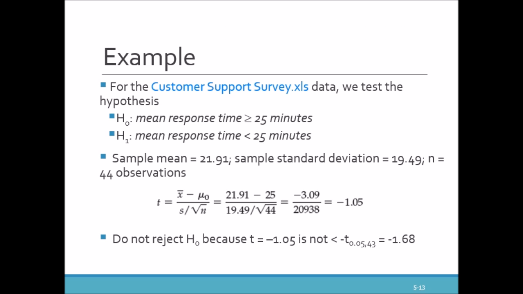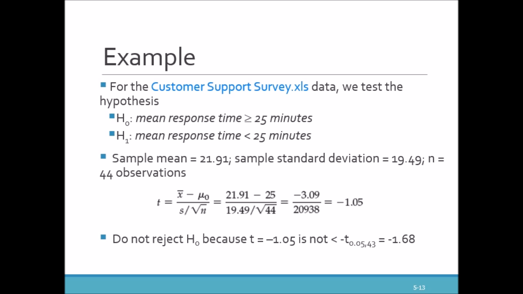So for example, you have the customer support survey in the data set. So if you want to pull that up, we have tested the hypothesis. So we've outlined it where our null hypothesis is mean response time is greater than or equal to 25 minutes, and our alternative hypothesis is mean response time is less than or equal to 25 minutes.